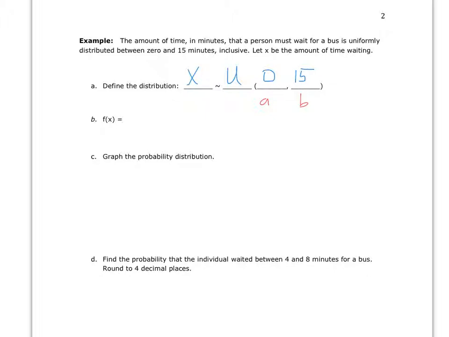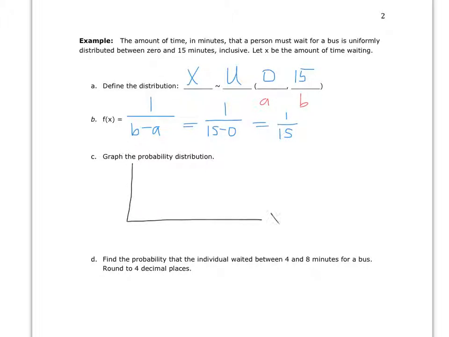Now we have what we need to find f of x. That's 1 over b minus a. So in this case, 1 over 15 minus 0, so 1 over 15. For a uniform random variable, f of x is always just going to be a constant. It's going to be a value. It's not going to have x in it. All right, so let's graph this distribution.